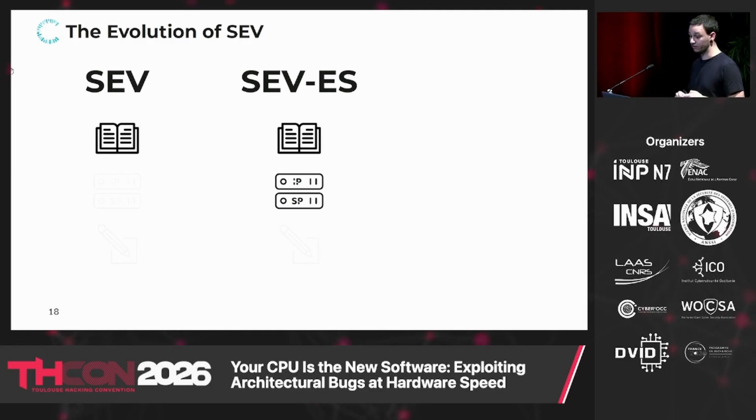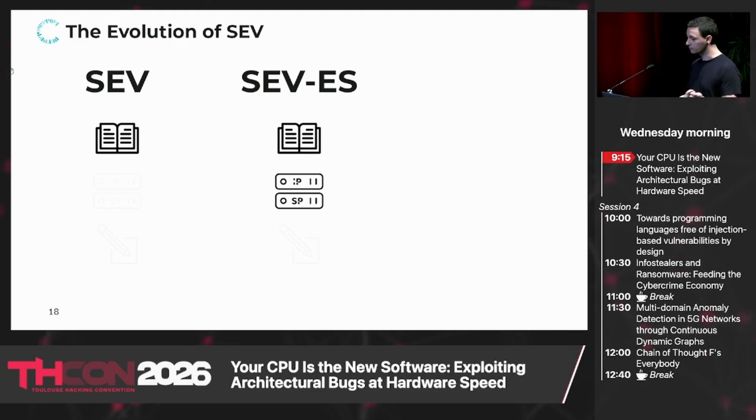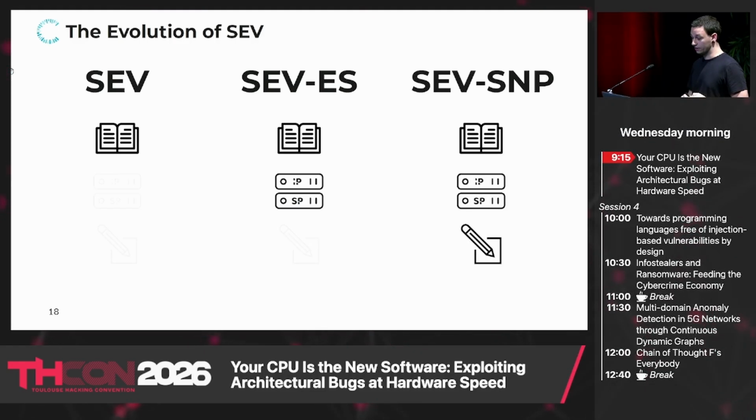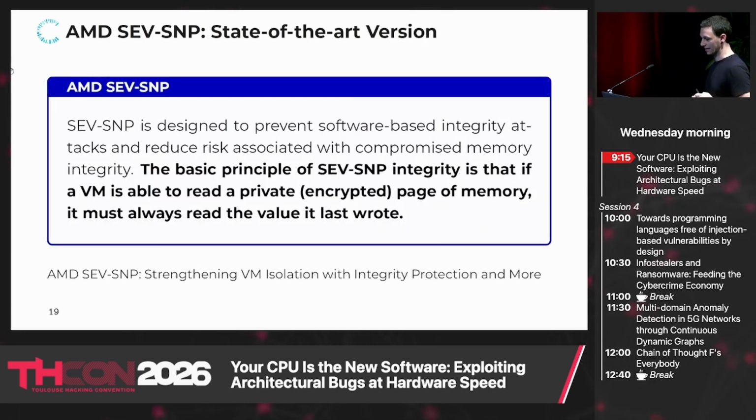So in the first version, they just encrypted the memory, forgot about registers, so it was possible to read and modify register content. In the second version, they did that, but they forgot about paging structures. And then in the third iteration, with Secure Nested Paging, they're like, okay, now we're done. Now we fixed everything. We have confidentiality and integrity.